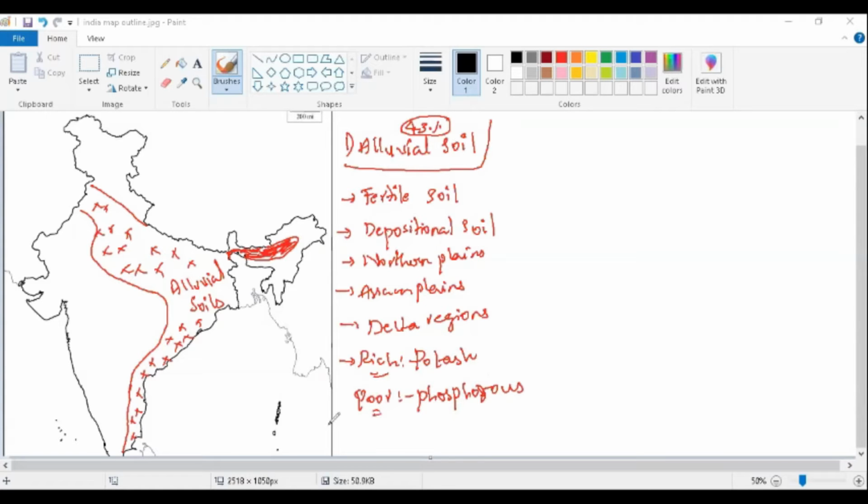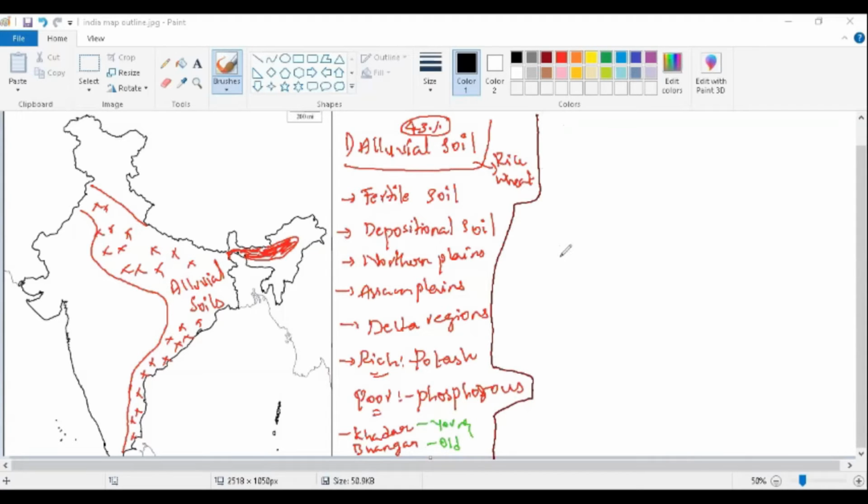Fine, and it has two varieties. One is khadar and the other is bhangar. Tell me which one is young and which one is old. Khadar is new, ma'am. Bhangar is old. Yeah, perfect. Khadar is young, and this is old. And tell me the crops which alluvial soil favors. Rice and wheat. Prominent crops for it. And that's it with alluvial soil.